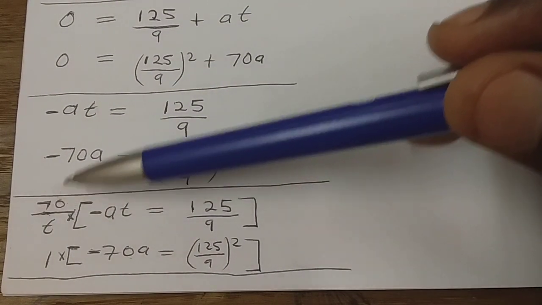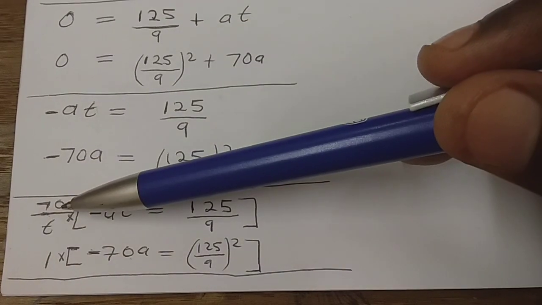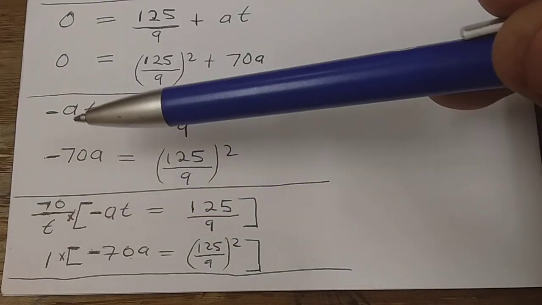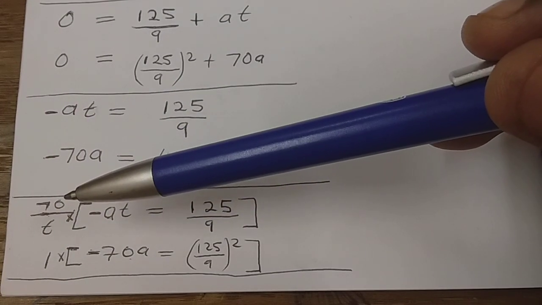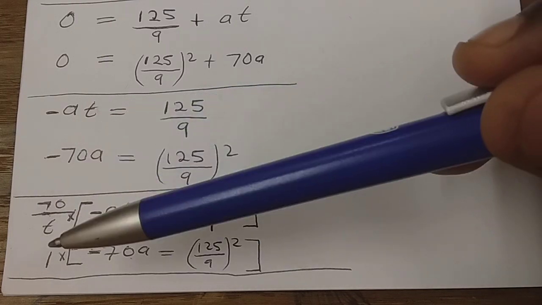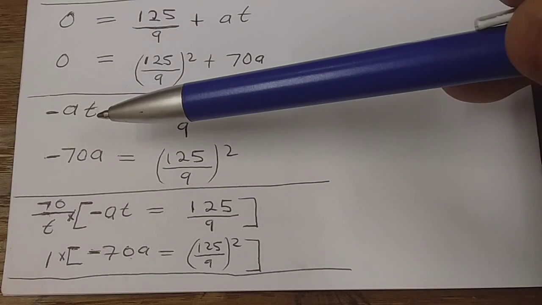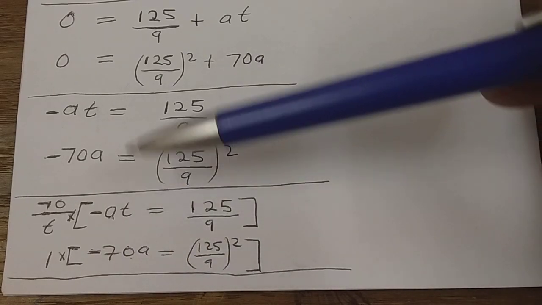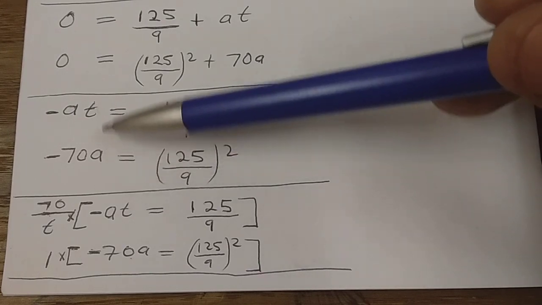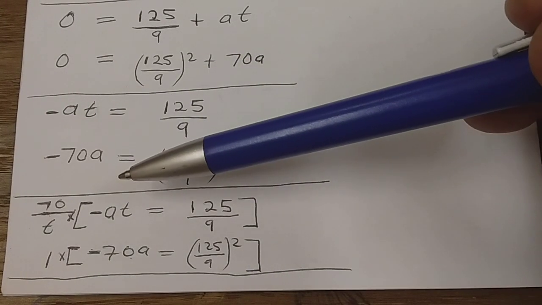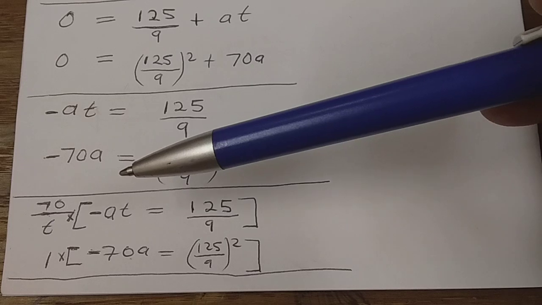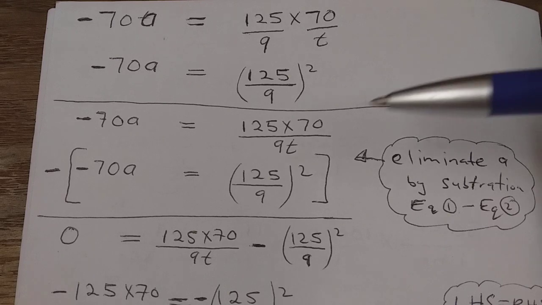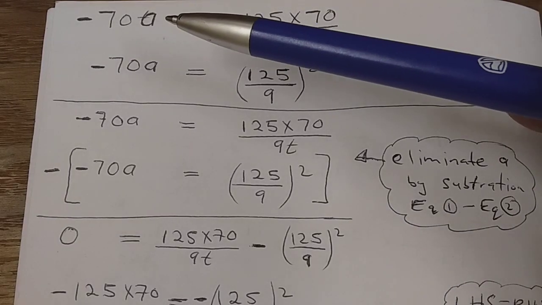We multiply equation 1 by 70 over t, so that the 70 will multiply the numerator, and then the t will cancel the t there in the numerator, and we'll be left with negative 70a. The idea is to make sure that we are left with a and a, then at the end we can use elimination by subtraction. After you multiply, that's what we are getting.